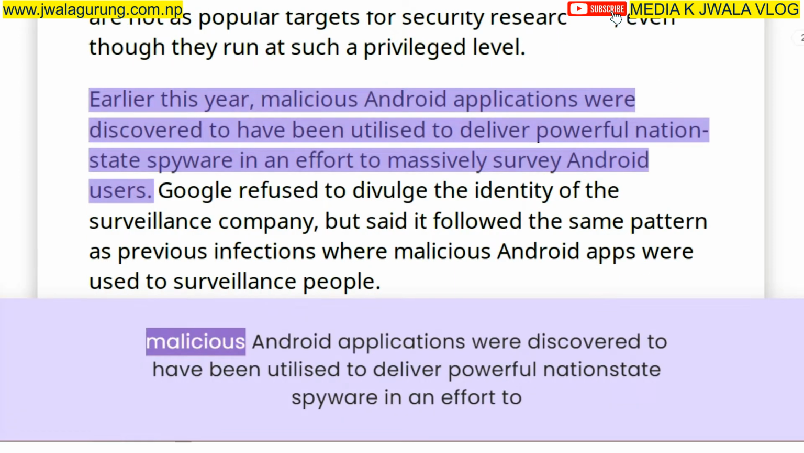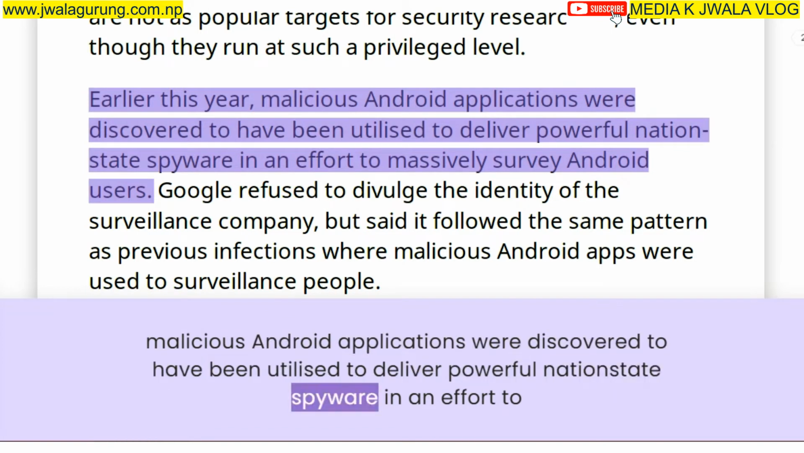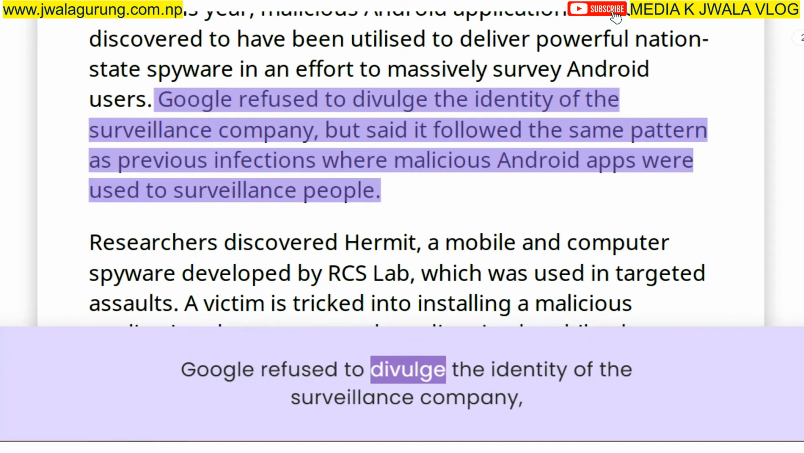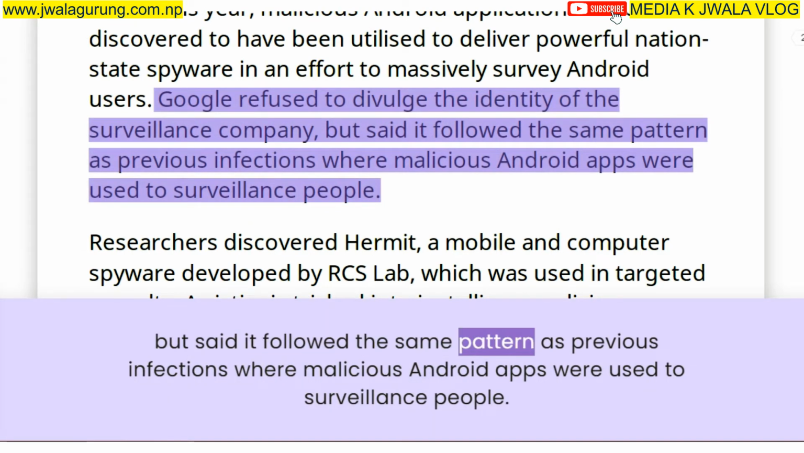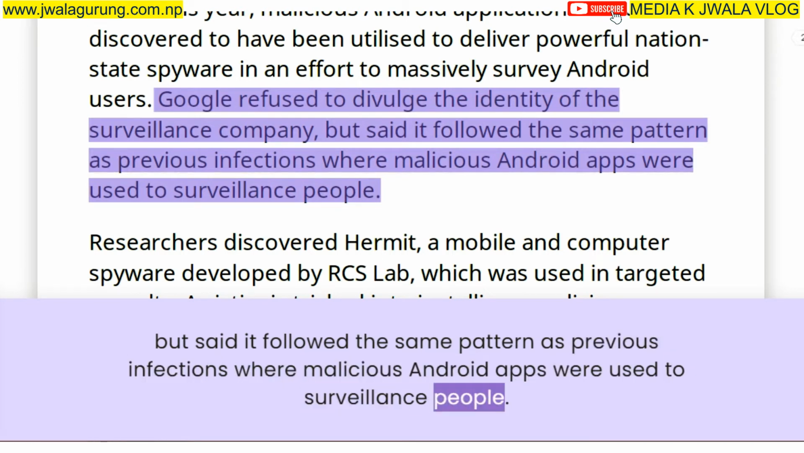Earlier this year, malicious Android applications were discovered to have been utilized to deliver powerful nation-state spyware in an effort to massively survey Android users. Google refused to divulge the identity of the surveillance company, but said it followed the same pattern as previous infections where malicious Android apps were used to surveil people.